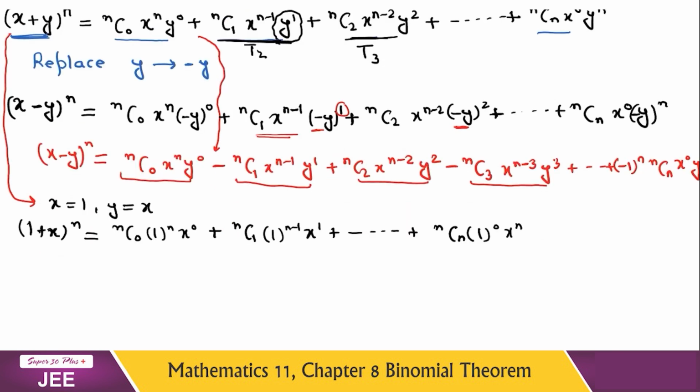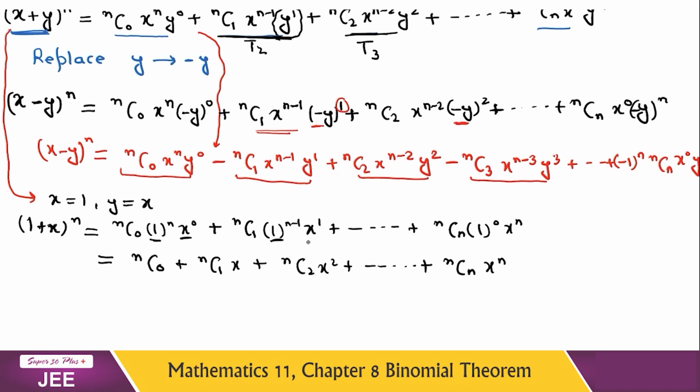So in short, I can write this as nC0 + nC1 x + nC2 x² + and so on till nCn x^n, because 1 raised to the power any finite quantity will be equal to 1. And x raised to the power 0 will be equal to 1, so this term becomes 1, and x raised to the power 1 is written as x. So (1 + x)^n is equal to this expansion.